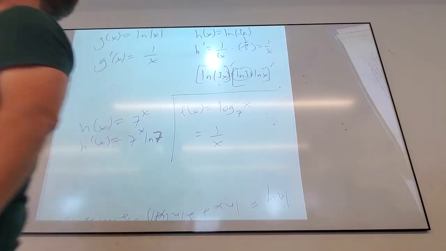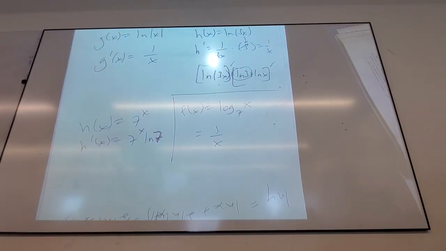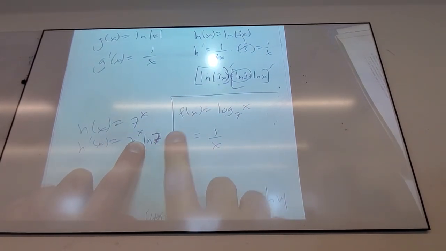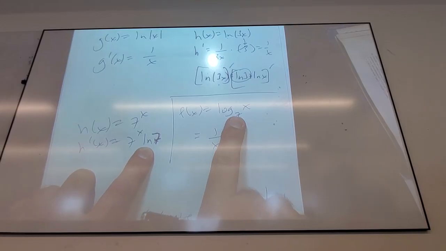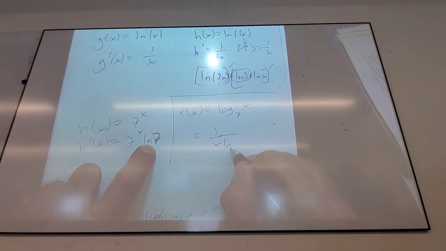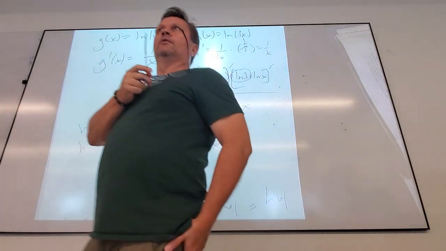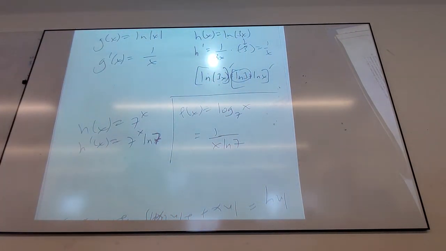Do you see, though, that ln is what base? e. When I take a derivative of this function, I multiply by ln of the base. When I take a derivative of the inverse function, I divide by ln of the base. Because they're inverse functions, that kind of makes sense. So why does natural log not have that piece? Because what's the base for ln? e, and ln of e is 1.